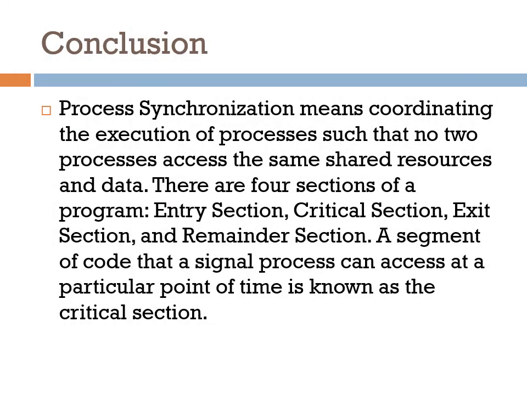So, in the last, let's see the conclusion. Process synchronization means coordinating the execution of processes such that no two processes access the same shared resources and data at the same time. There are four sections of a program: entry section, critical section, exit section, and remainder section. A segment of code that a single process can access at a particular point of time is known as the critical section. In the last, I would like to say that I tried to discuss the topic of process synchronization in less time and in an efficient way.